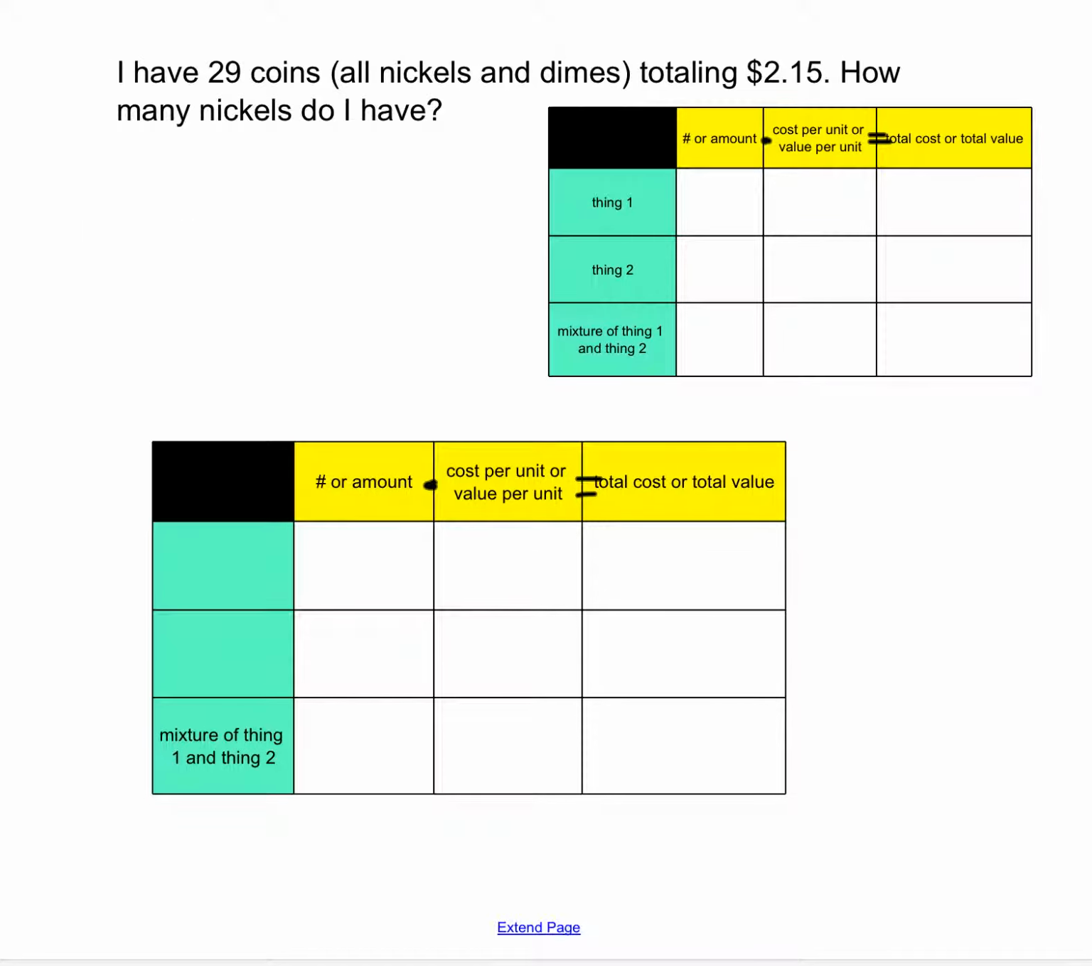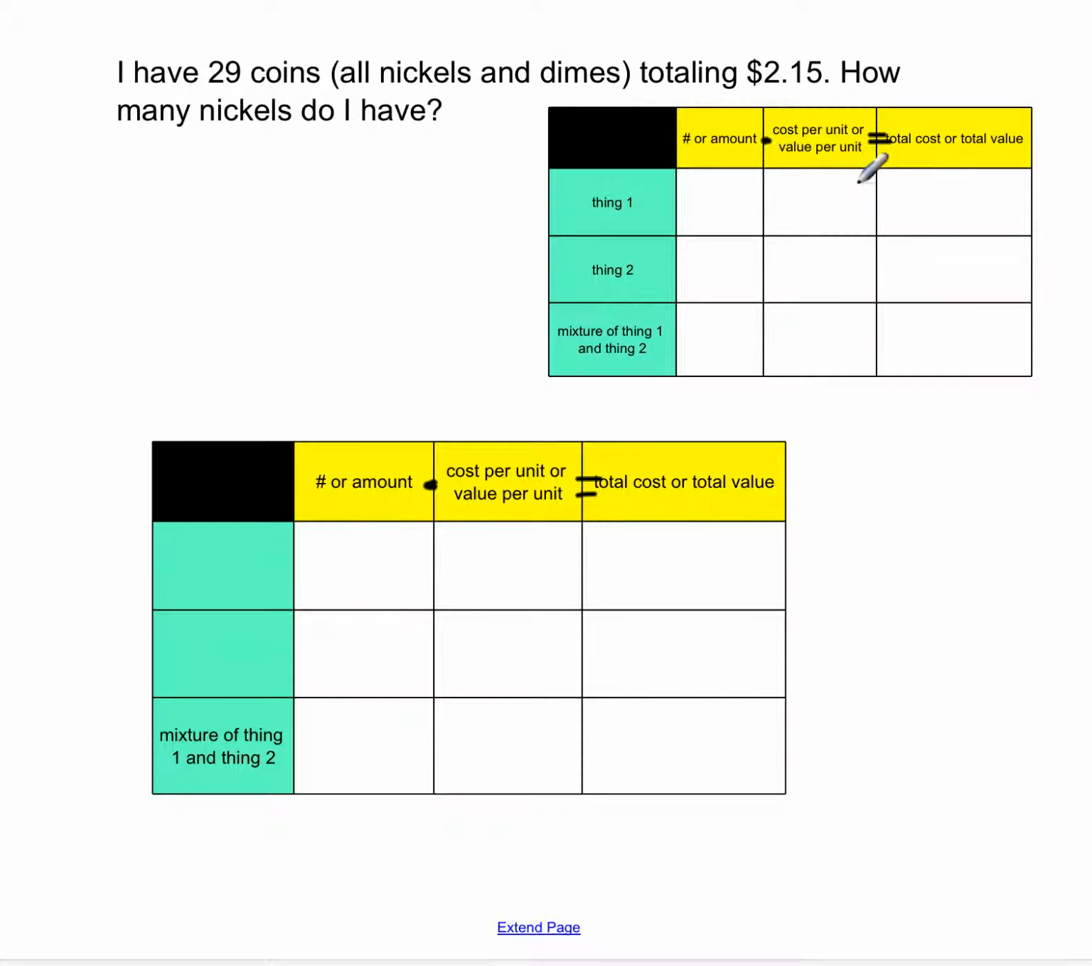Okay, here's our example. I have 29 coins, all nickels and dimes, totaling $2.15. How many nickels do I have? I have that generic chart written up here, so you can see this is the one that was on the page before. I've erased thing one and thing two. I probably could have erased mixture also. But basically, I'm thinking about I have a pile of coins, some nickels, some dimes, and it totals $2.15.